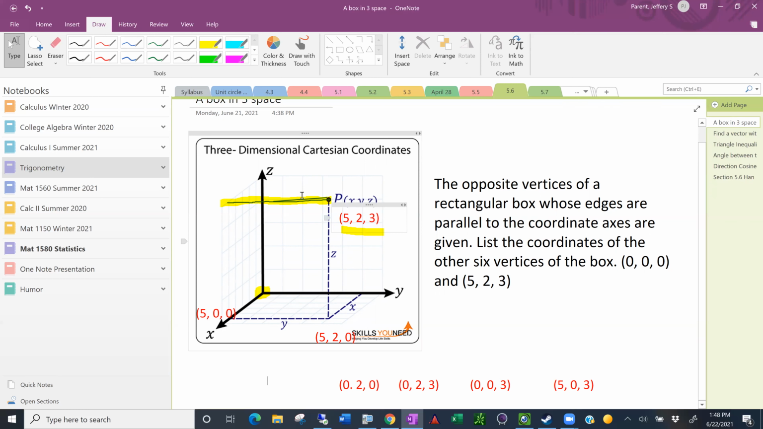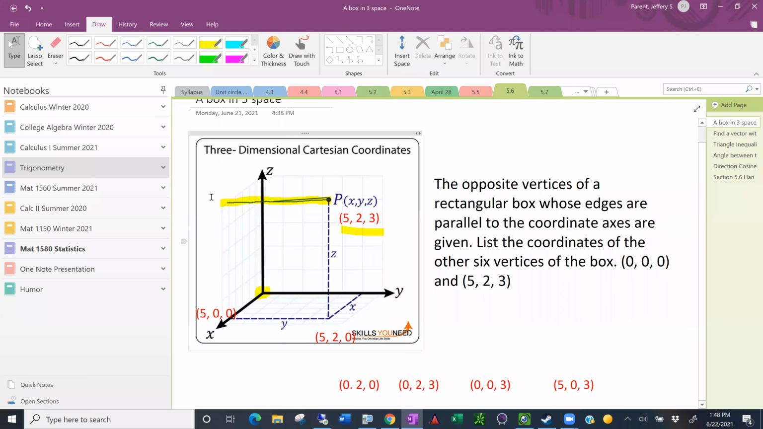There are a couple of ways I can think of this point over here. If you're moving towards y equals 0, that makes the middle coordinate 0, so this point is 5, 0, 3. You could also think of it as starting on the x-axis and moving up in the z direction. You're changing the z coordinate, so now you're at 5, 0, 3 as opposed to 5, 0, 0.